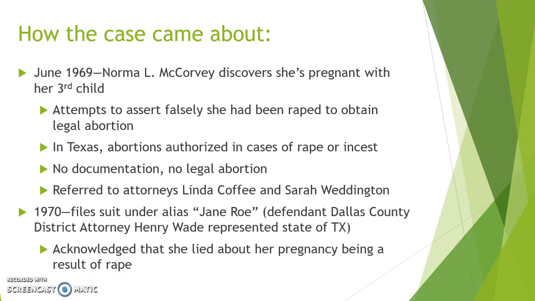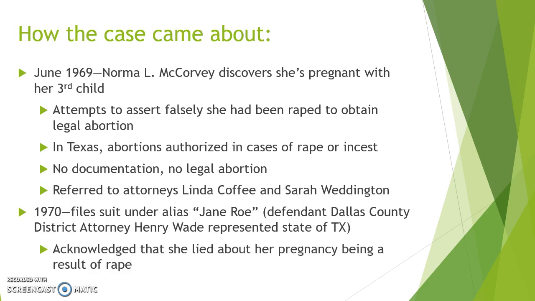So how this case came about, June 1969, a woman by the name of Norma L. McCorvey discovers she's pregnant with her third child. She moves back to Dallas, Texas, and her friends convince her to make false allegations that she had been raped and that her pregnancy was the result of that rape in order to obtain a legal abortion. At the time, abortions were only authorized in cases of rape or incest.